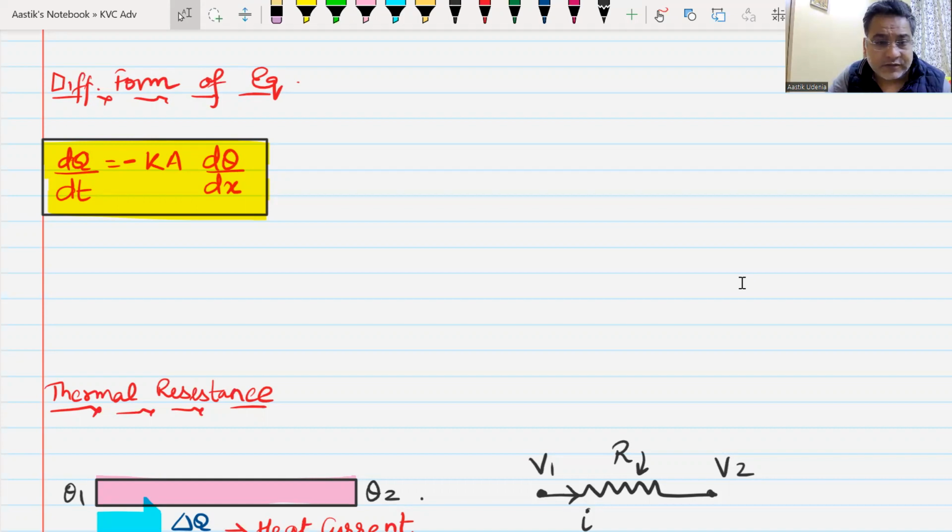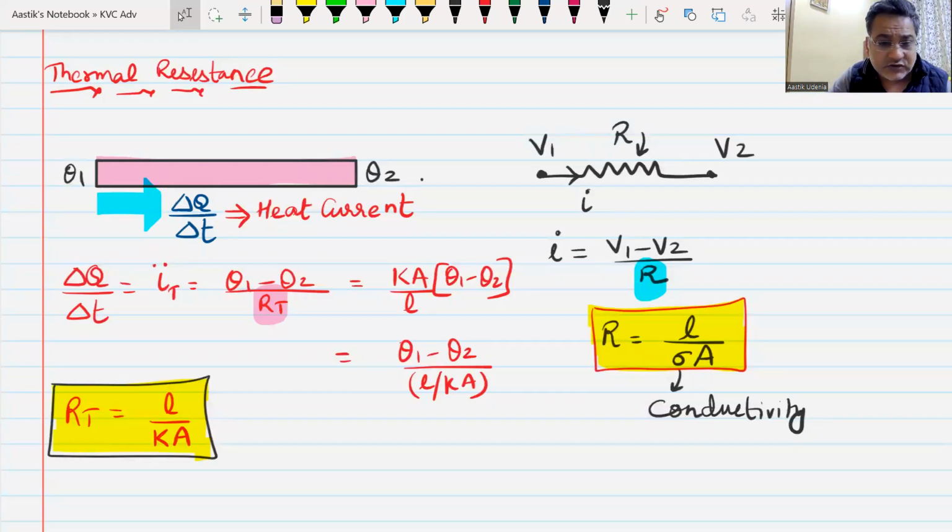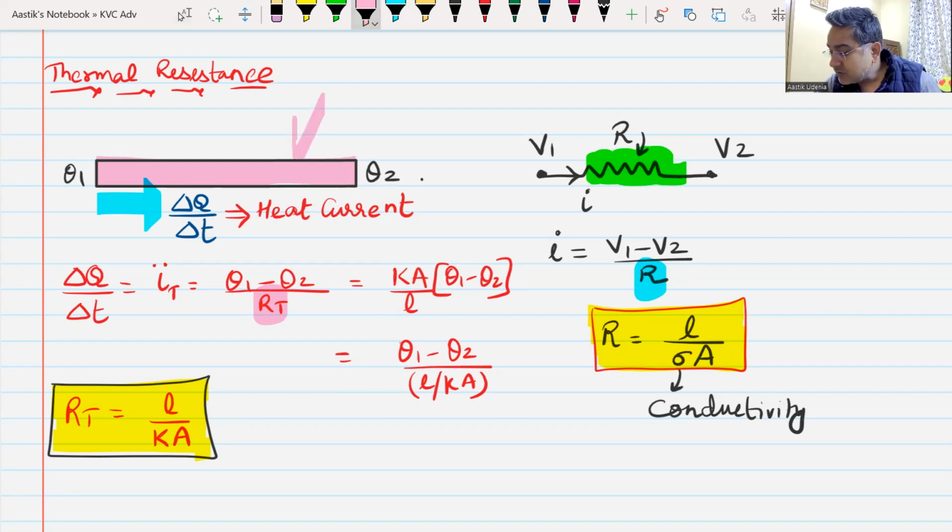Then we had seen the thermal resistance, L divided by KA. This is doing the same job as electrical resistance does in electric current. Therefore, dQ by dt or delta Q by delta T is taken as thermal current or heat current. It is the same as your electrical current. Electrical current flows because of difference in voltages, or potential difference. Thermal current, or heat current, flows because of difference in temperature. Whatever job this resistance is doing in electrical current, the same job this rod is going to do. As you can see, the formulae are exactly the same.